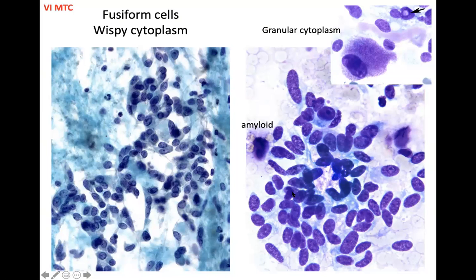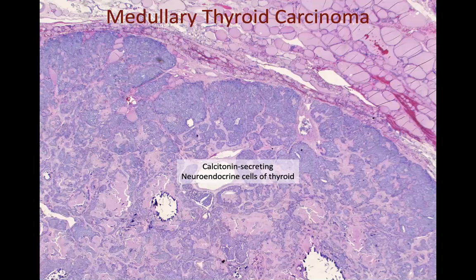So papillary and medullary can both be diagnosed on FNA due to their very characteristic architectural, nuclear, and cytoplasmic features. So this is medullary thyroid carcinoma.